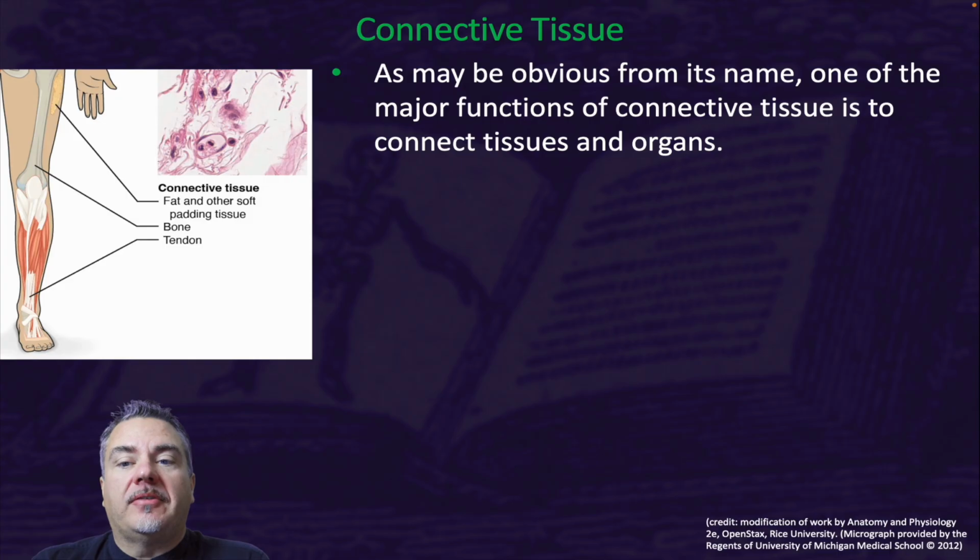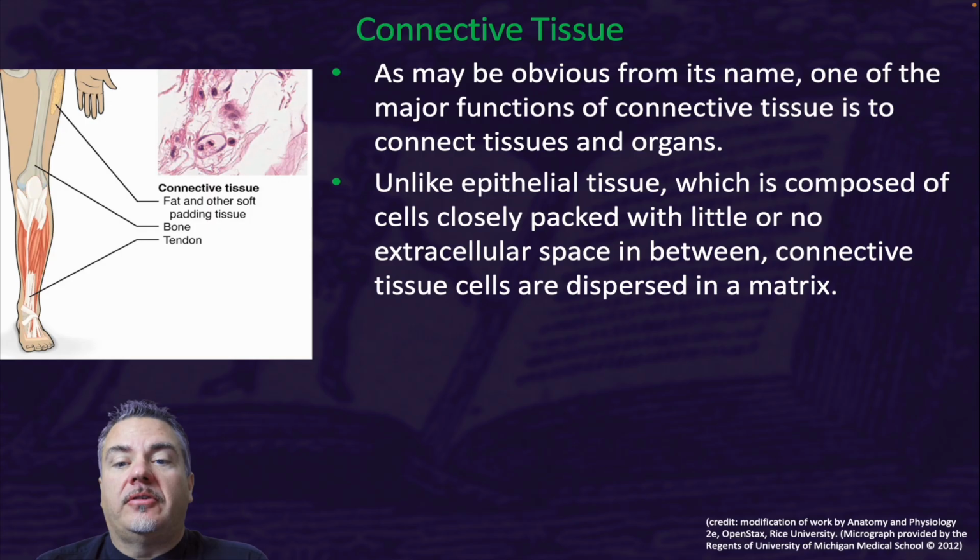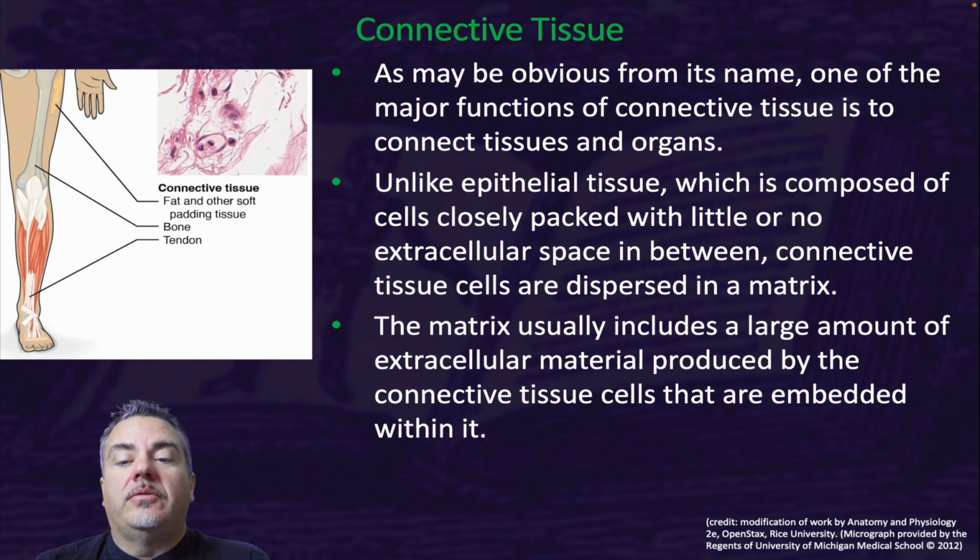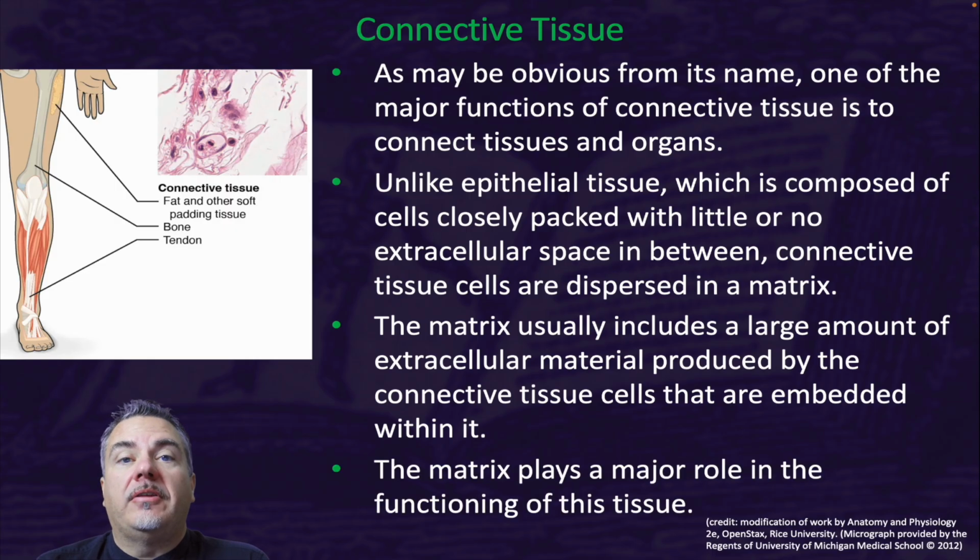As may be obvious from its name, one of the major functions of connective tissue is to connect tissues and organs. Unlike epithelial tissue, which is composed of cells closely packed with little or no extracellular space in between, connective tissue cells are dispersed in a matrix. The matrix usually includes a large amount of extracellular material produced by the connective tissue cells that are embedded within it. The matrix plays a major role in the functioning of this tissue.